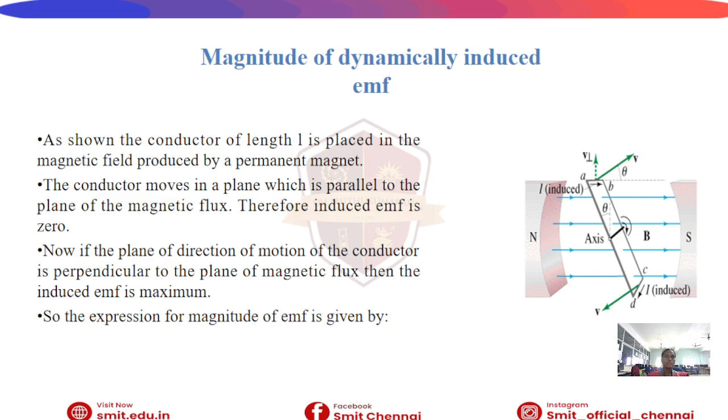Then, magnitude of dynamically induced EMF. When a conductor moves parallel to the magnetic flux, the induced EMF is zero. Then we have to rotate the conductor. So now when the conductor moves perpendicular to the magnetic flux, it cuts all the flux lines, so the induced EMF is maximum. So maximum EMF is produced when the conductor cuts the magnetic lines at right angles. That means theta equals 90 degrees.